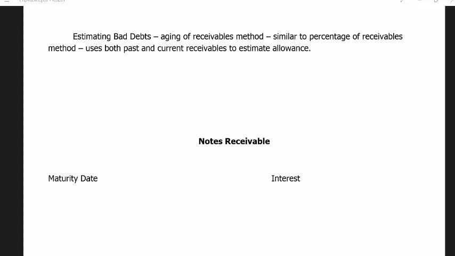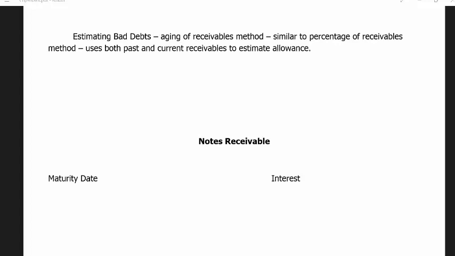Okay, let's continue through chapter 9. And so I want to briefly mention estimating bad debts using aging of accounts receivable. So in our accounts receivable method, when we estimated bad debts, we said, okay, this is our total accounts receivable, and we're going to multiply it times whatever percentage is uncollectible.